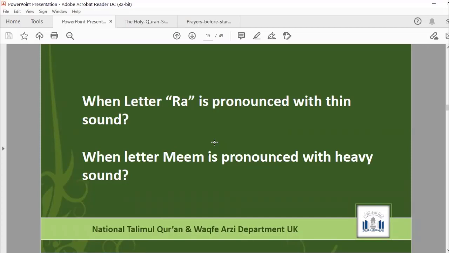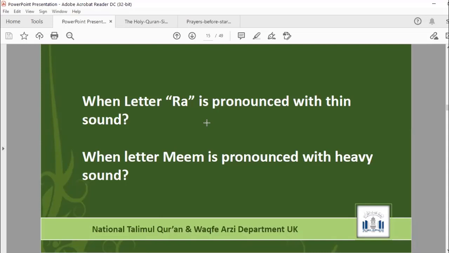For the letter Ra, if it carries a dhamma, when it's... Sorry, I was thinking when it's thick. When it's thick, it carries a dhamma. You pronounce it with a thickness. I never asked when is the thick. I know. Sorry, I can't remember the rule for the thin. I'm sorry. Okay, no worries.